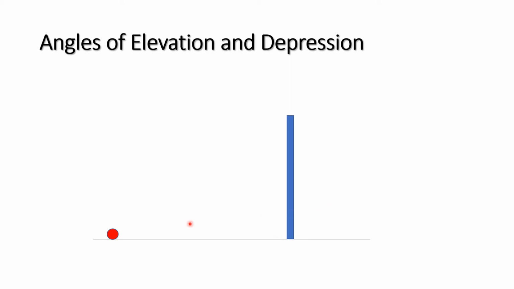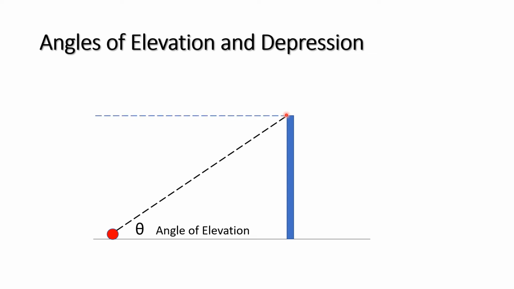Let's say we have a ball and a post. Both are lying on a horizontal plane or surface. With respect to the ball, to the top of the post, we form an angle. With respect to our ball, it forms an angle of elevation going to the top of the post. And then, with respect to the horizontal line on top of the post, it now creates what we call the angle of depression.